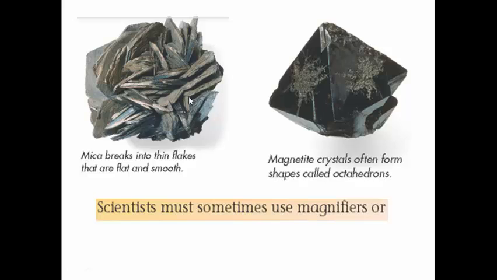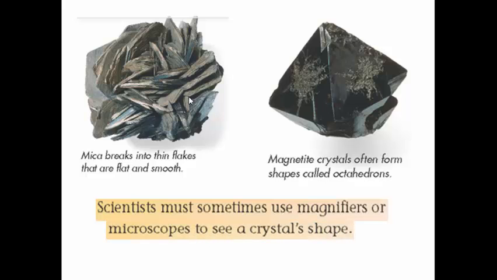Now you have to know that scientists must sometimes use a magnifier or microscope to see a crystal's shape. Sometimes we need to maximize the size of the crystals to see their shape, so we use a magnifier or microscope.